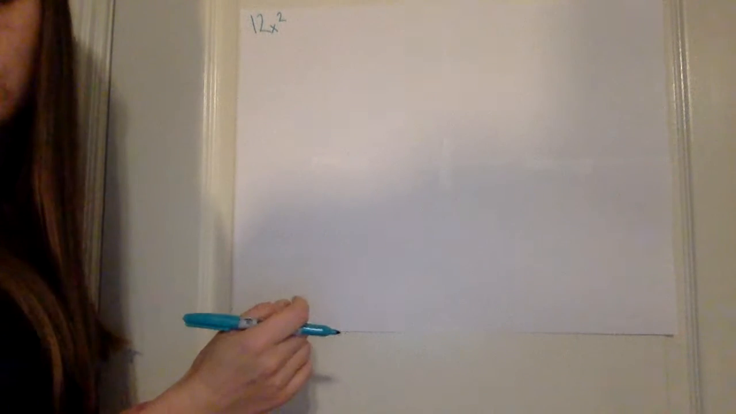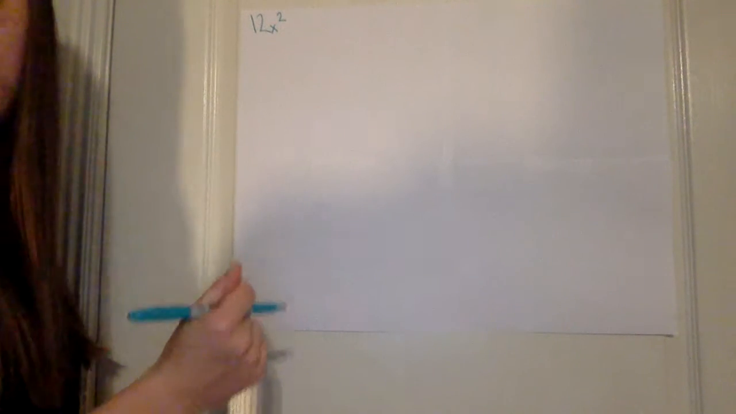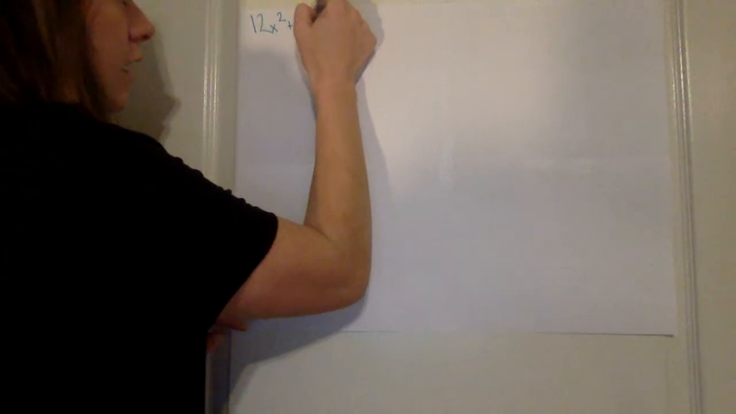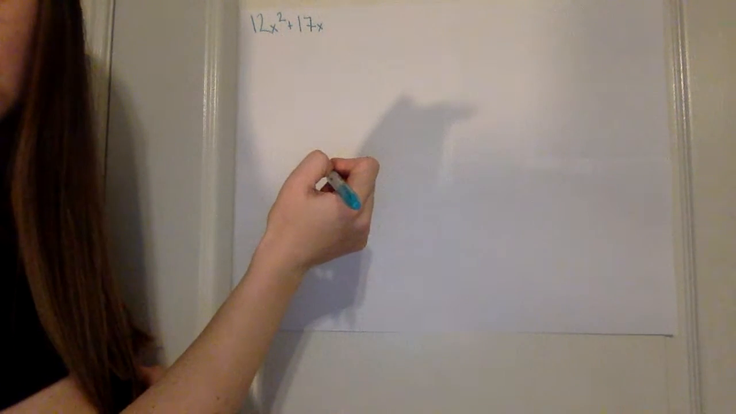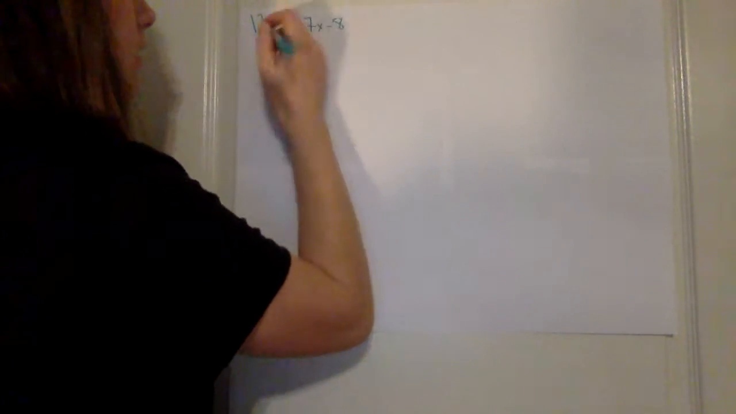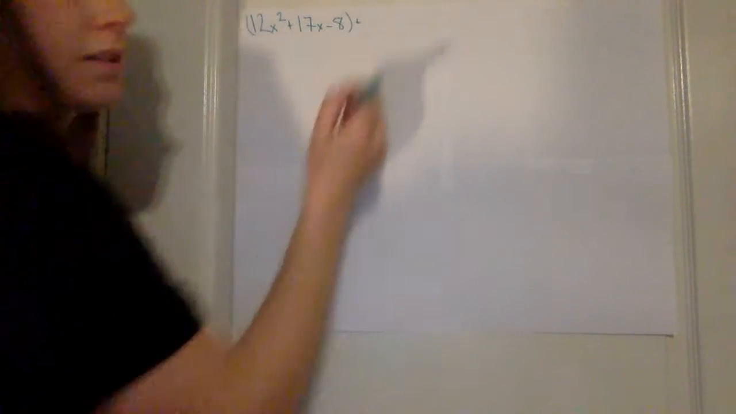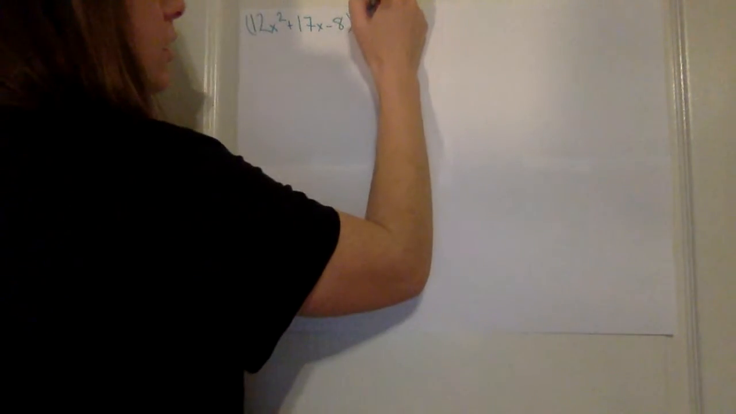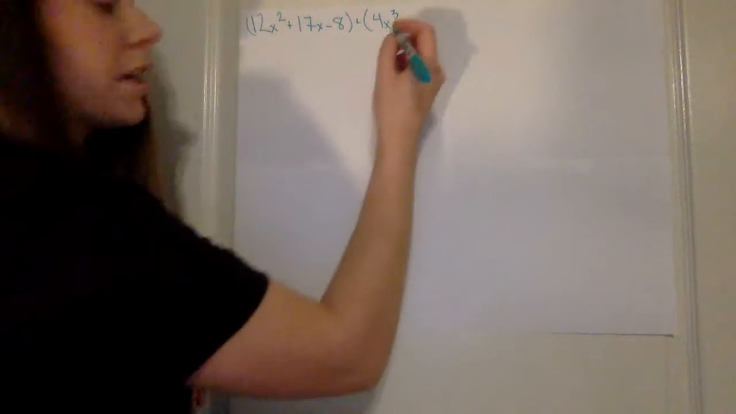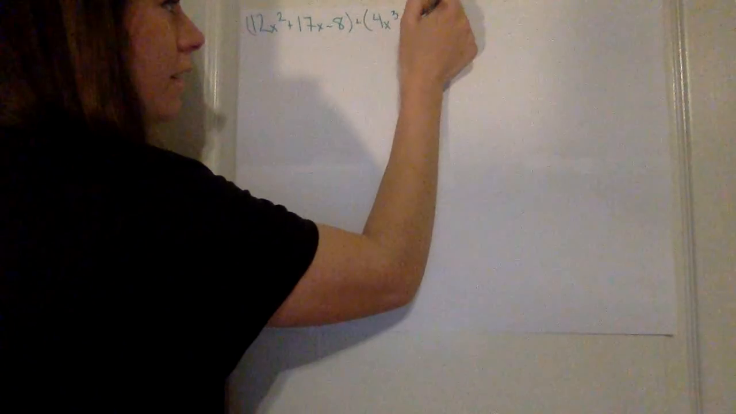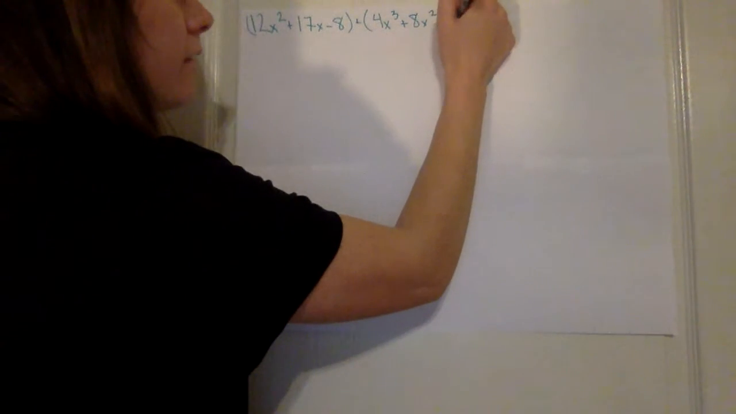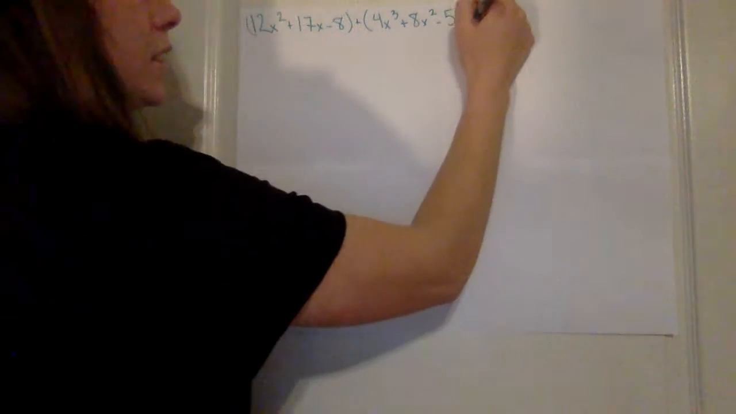Okay, so we have 12x squared plus 17x minus 8 plus 4x cubed plus 8x squared minus 5x plus 20.